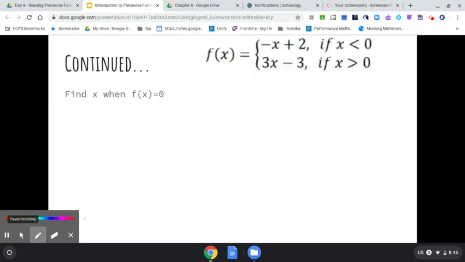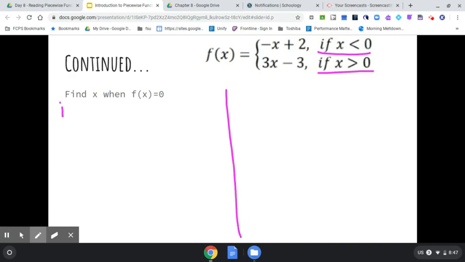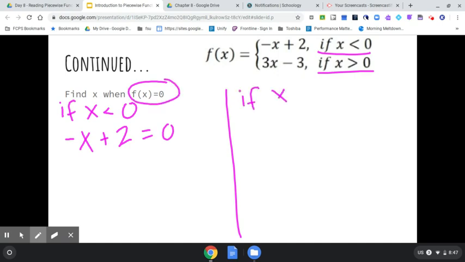We are also going to be finding x values when we're given outputs. This one, f of x is equal to 0. So the output is 0. Notice we have 2 domains, so we're going to have to solve 2 equations here. If x is less than 0, which I don't know at this point, then I'm going to use the top equation. -x plus 2 would equal the output, and my output is 0 for this. If x is greater than 0, then I'm going to use the bottom equation. 3x minus 3 would be equal to the output, again, of 0.